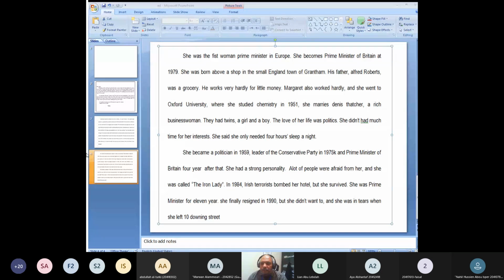Abdullah Turki, would you like to tell us what is happening in the passage? Did you read it? Yeah, I was reading it. Okay, go ahead. It says he became the first prime minister in Europe. That was in 1997. And she was born in England. And she was talking about her father and her lover as well. Her father was a grocer. He works hard for little money. Okay, interesting. Go on, Abdullah.